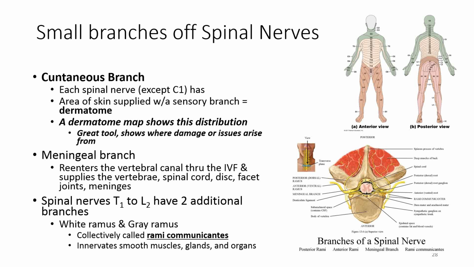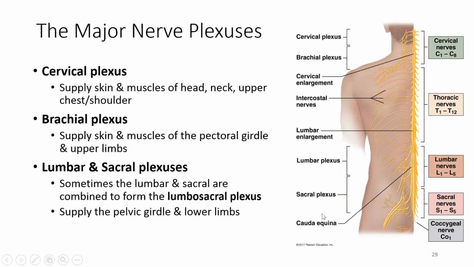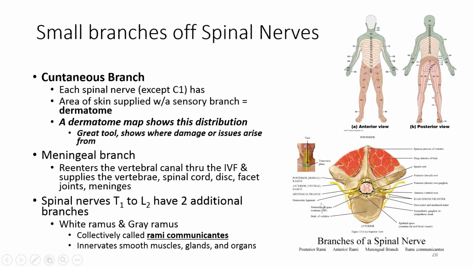There's also what's called a meningeal branch, and so these, you can barely see them on here, but I put this picture, and I don't know if you guys have this on your slides or not, but this meningeal branch right here is a little baby projection that's actually going to come out of the intervertebral foramen and then kind of go back in. And that meningeal branch's job is to supply the vertebrae, spinal cord, facet joints, and the meninges with innervation. And so it's going to branch off of that spinal nerve and then immediately re-enter the vertebral canal through the same hole, that intervertebral foramen.